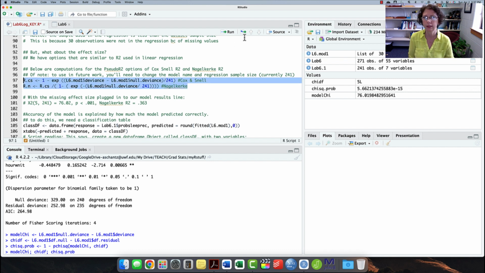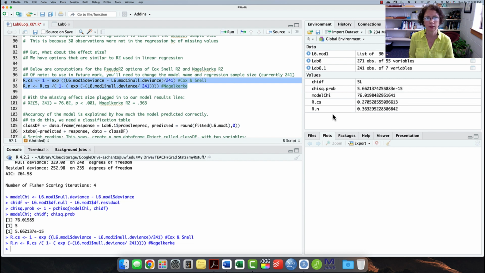I'll go ahead and run these. And I have 2 new items here in the environment, including the pseudo R-squared of Nagelkerke. And that enables me to finish writing my chi-squared model stats.